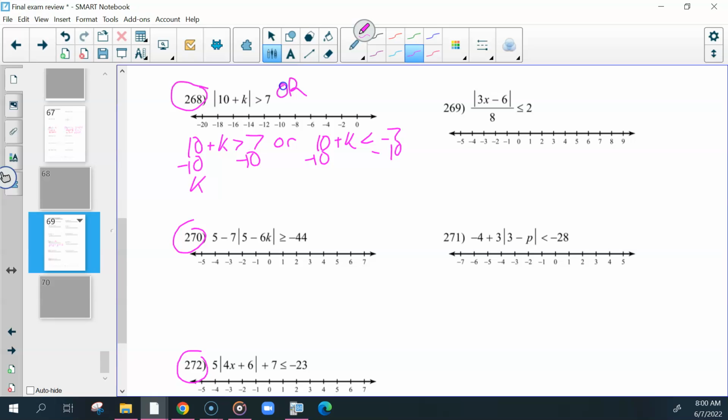We have k is greater than negative 3, or k is less than negative 17. Be careful when you're graphing, because these are counting by 2s. So the negative 17 we need to go in between. And so with the negative 3. In this case, we don't have to write this in interval notation. This is fine. So just leave it as inequality notation.